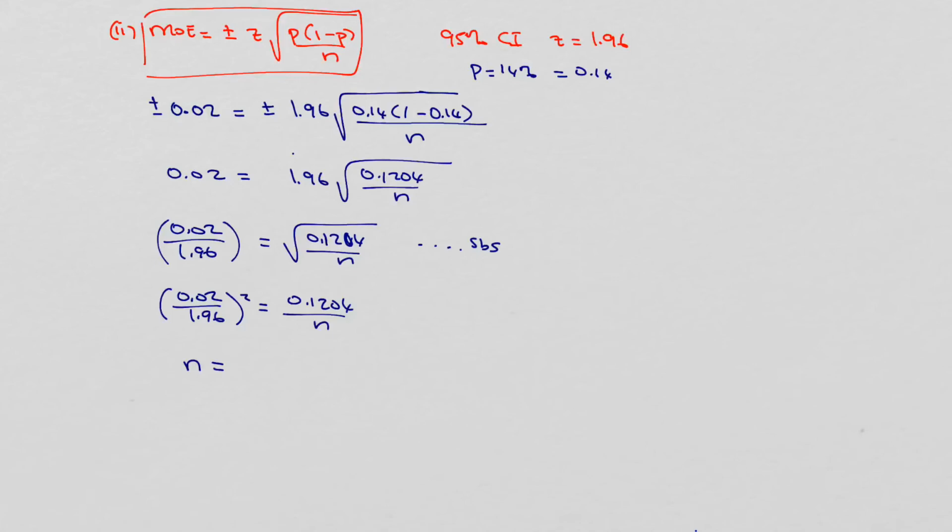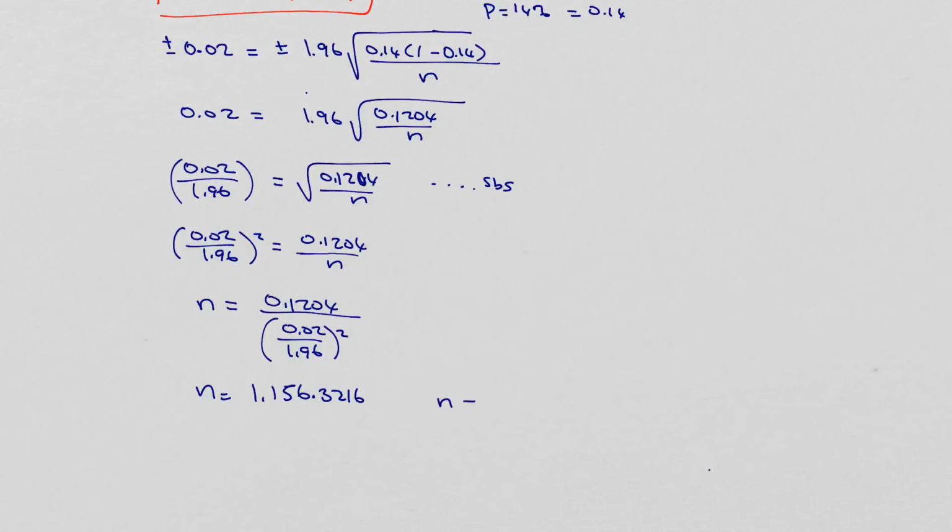And then if I cross multiply, we end up with n being 1156.3216. Obviously n has to be a natural number, and we have to be within plus or minus 0.02. So if we round up or round down, does it give us within the 2% or outside of the 2%? Subbing in 1156 would give us just outside the 2% margin of error, whereas if we use the nearest whole number above, 1157, that will give us within our 2% value for our sample size.